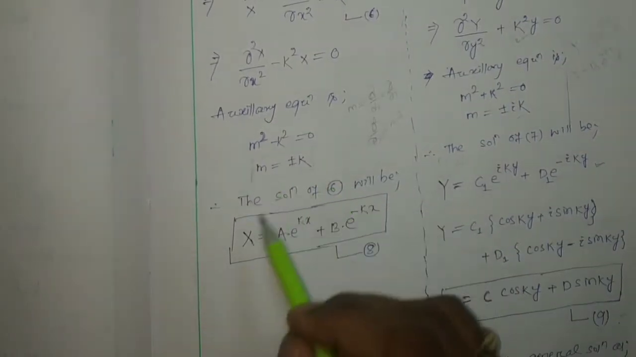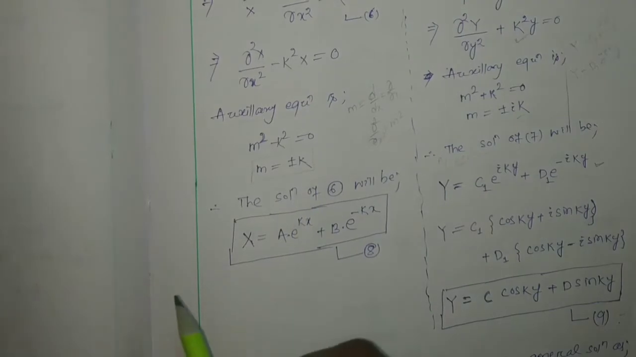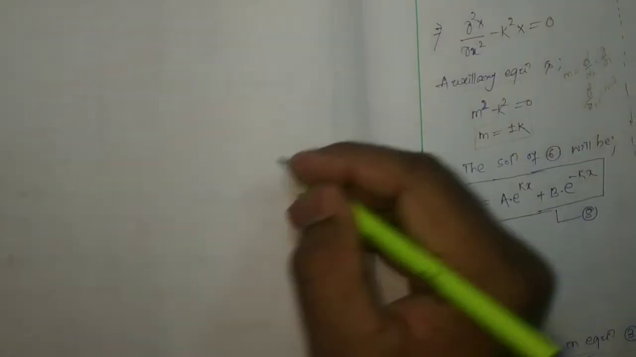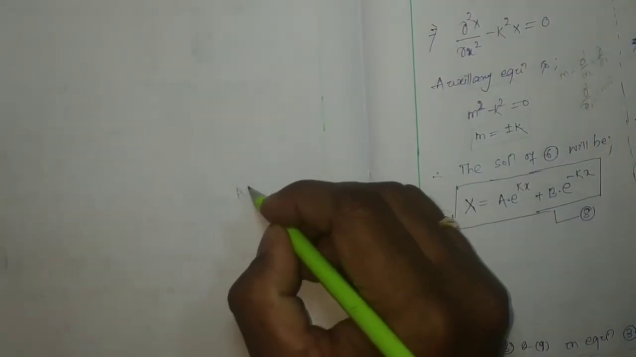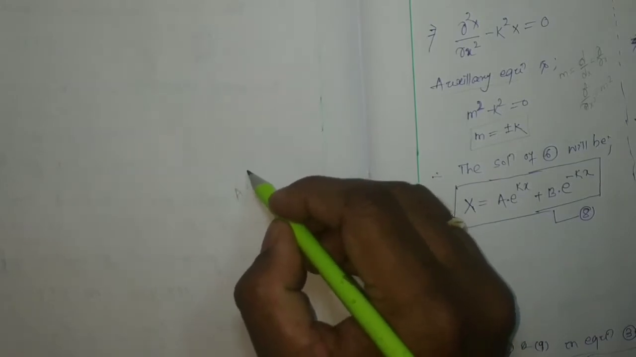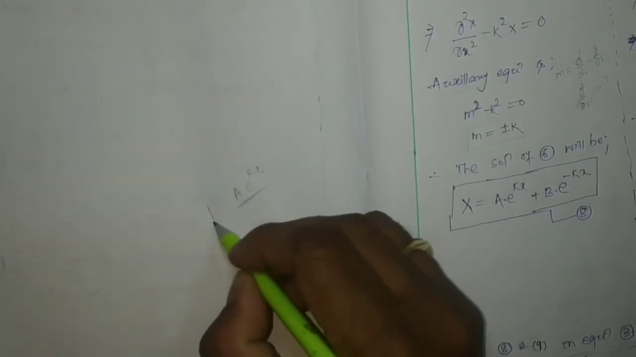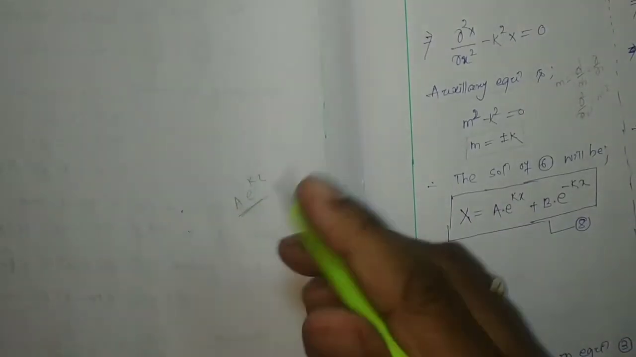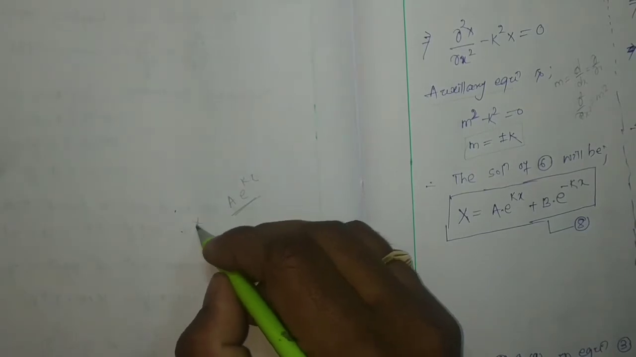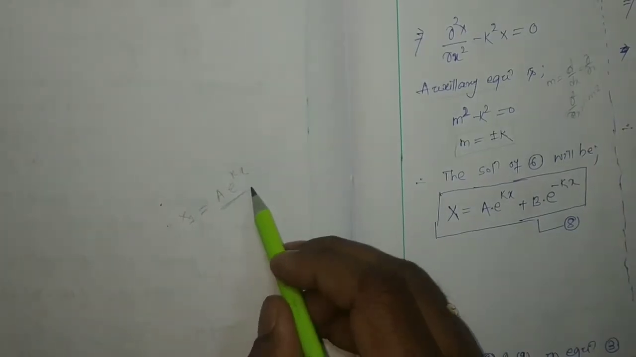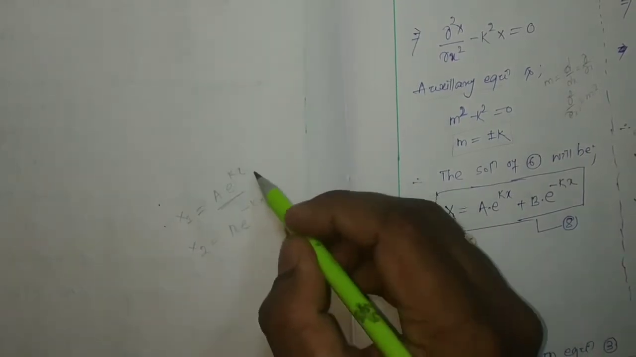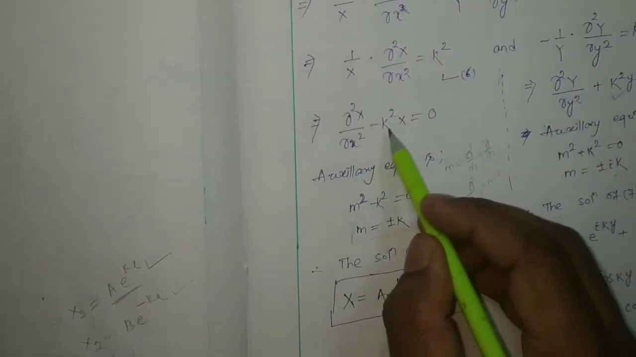So here we found the two roots. If there are two roots, then the solution will be how much? The solution will be a e to the power kx. This can be one solution. Suppose we consider x1 as the solution: x1 equal to a e to the kx, and x2 equal to b e to the minus kx. That means these two are solutions of this differential equation.